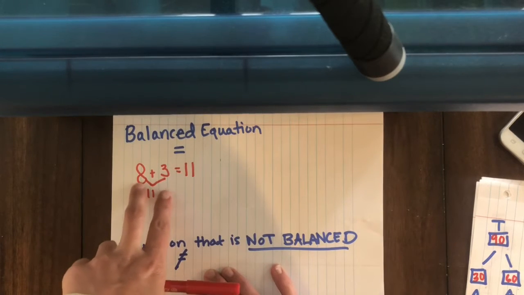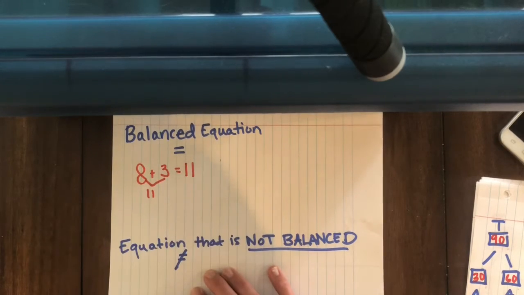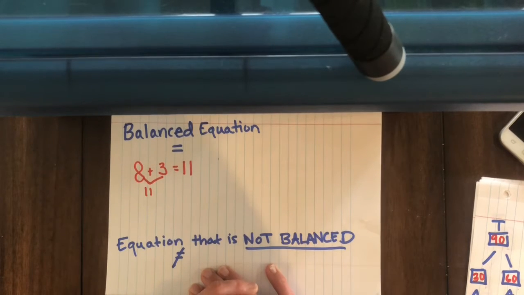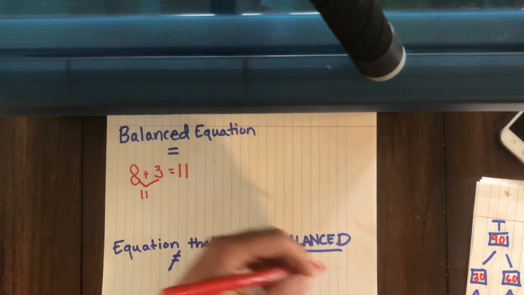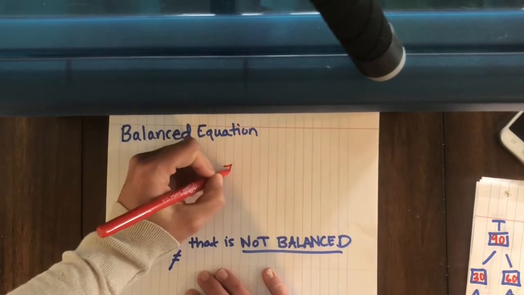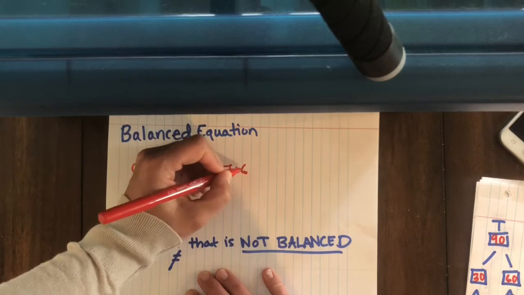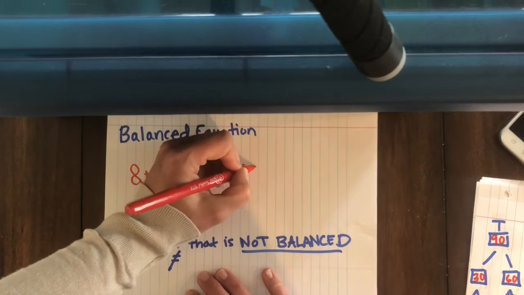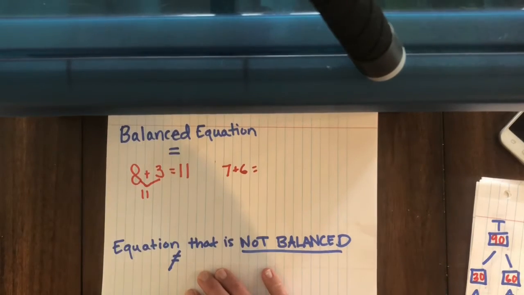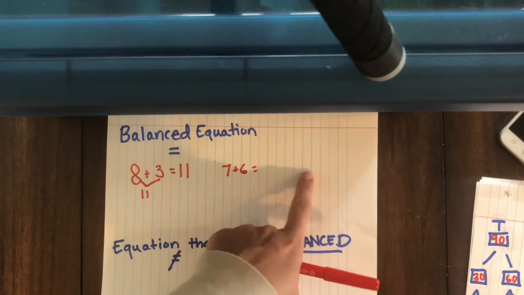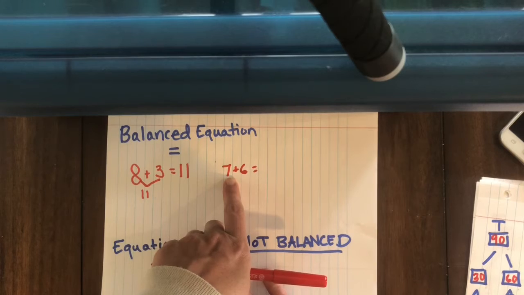What happens when we have two addends on each side? That just means the two addends on each side need to equal a balanced equation or have the same amount on each side. So if I write this 7 plus 6 equals blank, I need to put something here that equals the same amount as this.